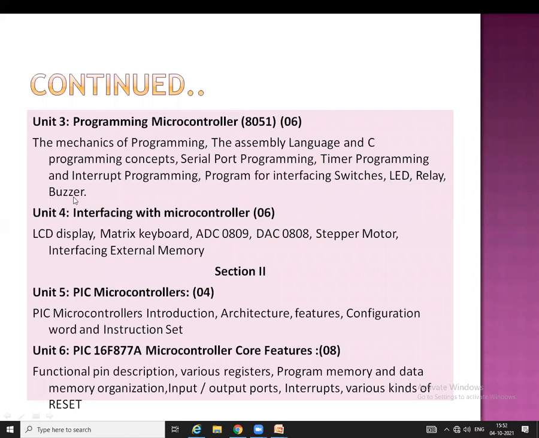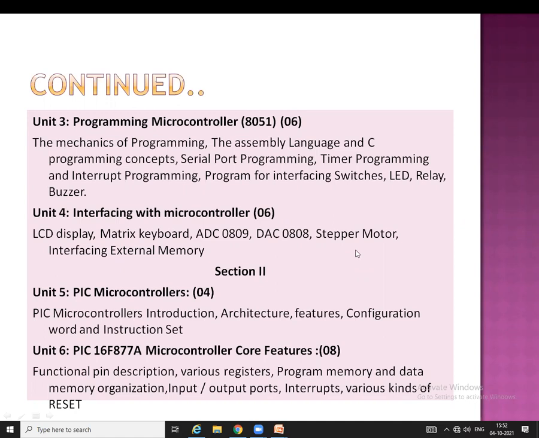The fourth unit again is related to interfacing, interfacing with the microcontroller. So what are we going to interface? LCD display, matrix keyboard, ADC, DAC. What is ADC? What is DAC? Stepper motor, how can we interface it? But before that, we should know what a stepper motor is, because nowhere is it mentioned here. So the students themselves have to search on Google and find out what a stepper motor is.